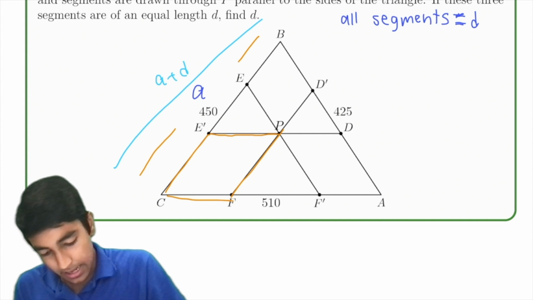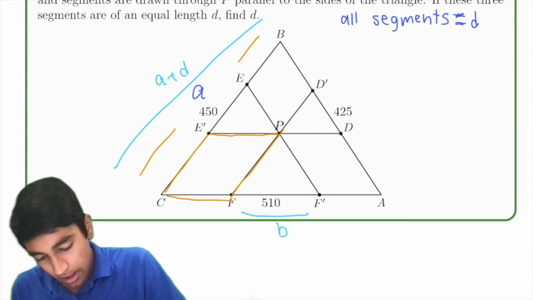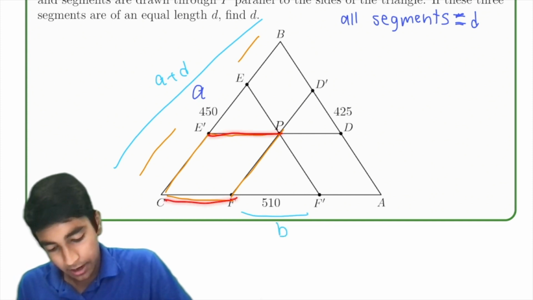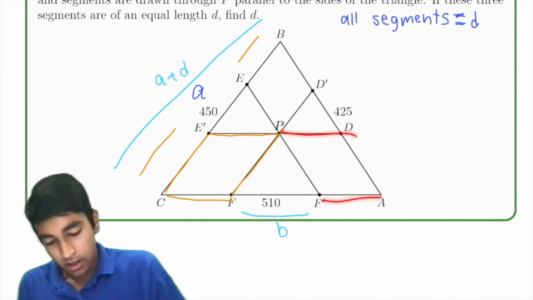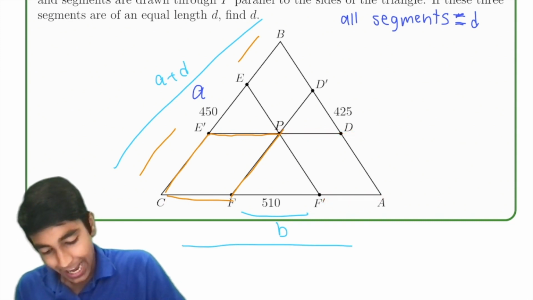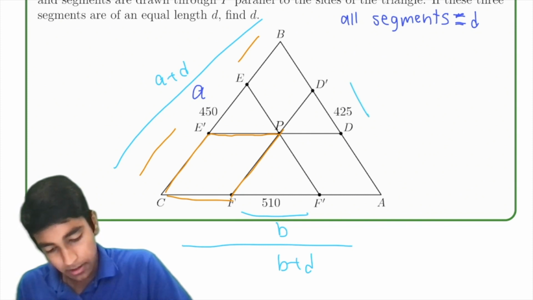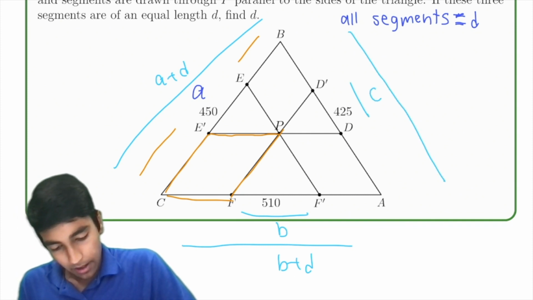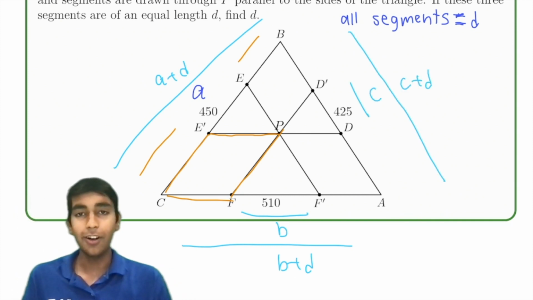Similarly, let's say this is B. Then by parallelogram, CF is equal to E prime P, and F prime A is PD. So this is just B plus D. And similarly, this can be C, and this can be C plus D. Cool.